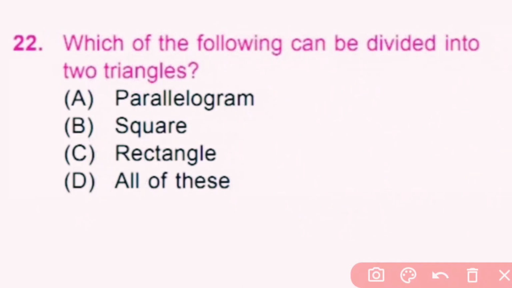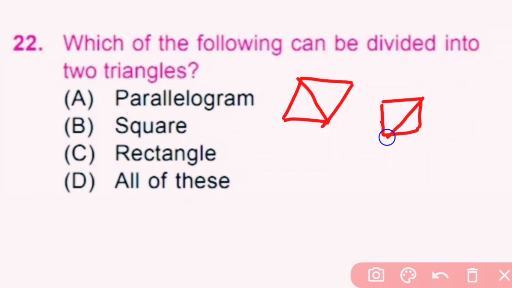Question number 22. Which of the following can be divided into 2 triangles? Option A, a parallelogram can be divided into 2 triangles. A square also can be divided into 2 triangles. A rectangle also can be divided into 2 triangles. So all of these. D is the correct answer.